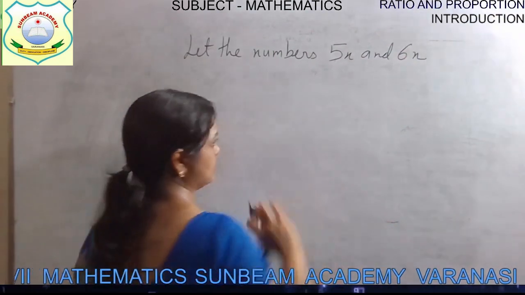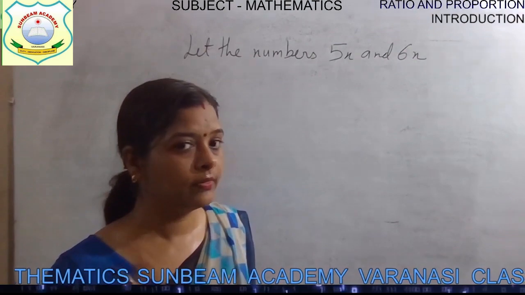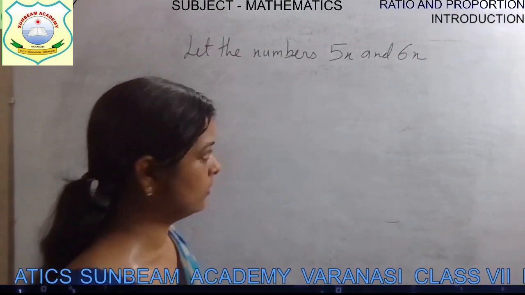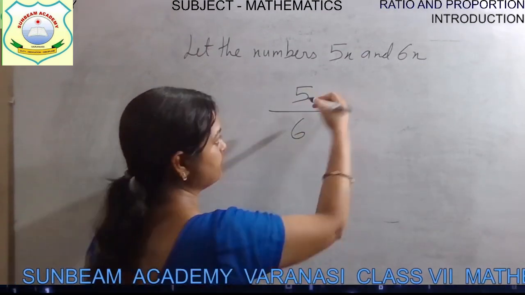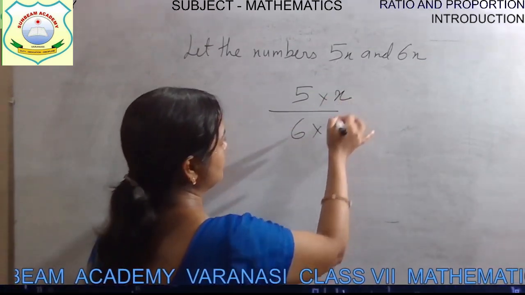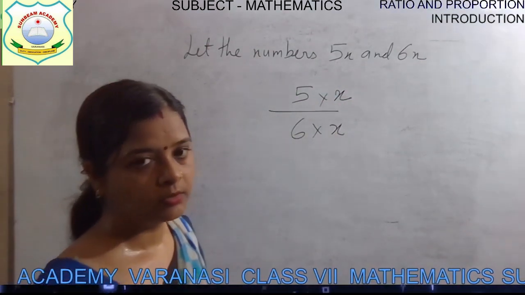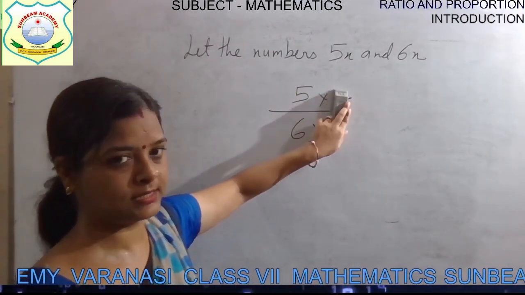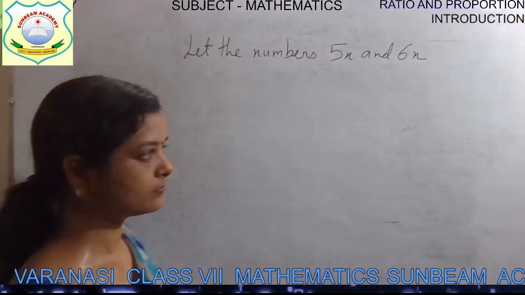It is not 5 and 6. Their ratio is 5/6, means their simplest form is 5/6. The actual numbers are not 5 and 6. They are something else. But they will increase in the same order, isn't it? So take any number which can be multiplied in the numerator and denominator. Whatever their answer will be, their simplest form will be 5/6. That's why I have chosen 5x and 6x.